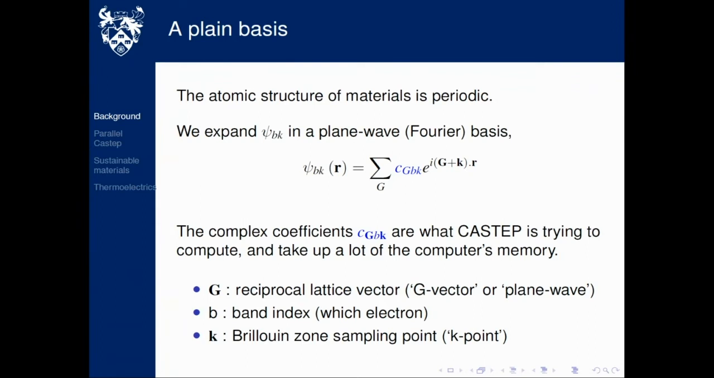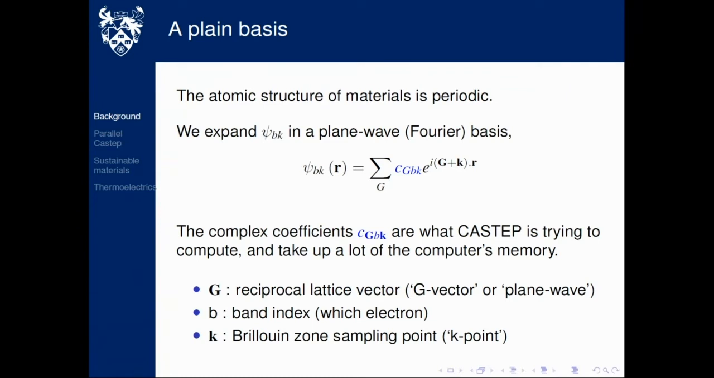A little bit of terminology. You'll see that the coefficients have 3 indices. So the one that I've called G, this is conventionally in the field known as a G vector, but it's just the index for the particular frequency that we're looking at, so the particular plane wave. In solid state physics, it's also called a reciprocal lattice vector.